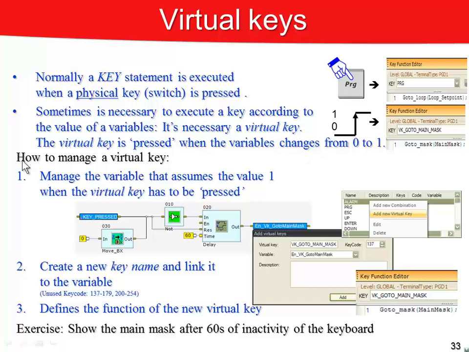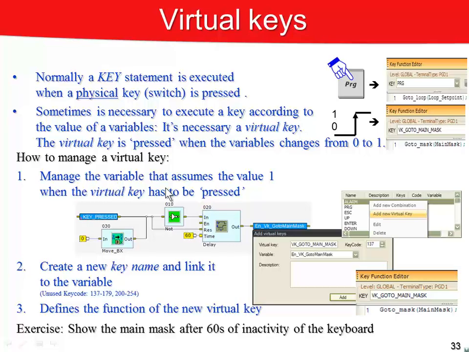So here are the 3 steps we have to follow to manage a virtual key. First of all, we have to manage the variable that virtually presses the key. So the variable that must assume the value 1 in our exercise after 60 seconds of inactivity of the keyboard. After that, we have to create a new variable and link it with the key name. And the last step, define the function of the key. But we have already seen several times how to define the function of a key. So let's start our exercise.